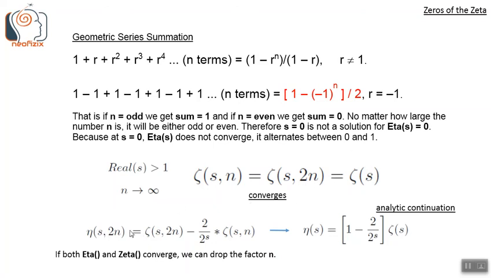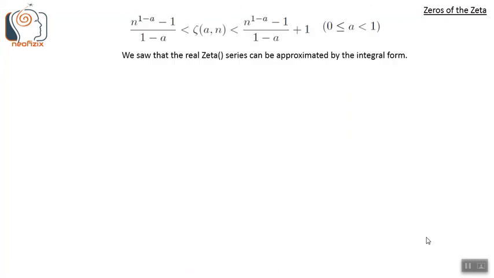So if this converges, then we can replace these terms, we can drop all the n's here, and we get this expression: eta s is 1 minus 2 by 2^s times zeta s, which is the analytic continuation, the form we discussed earlier. So this is the redefinition of zeta s to make it continuous in the region 0 to 1.